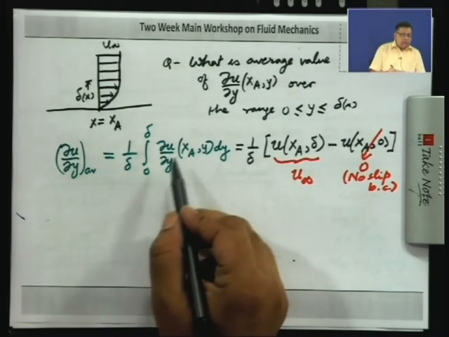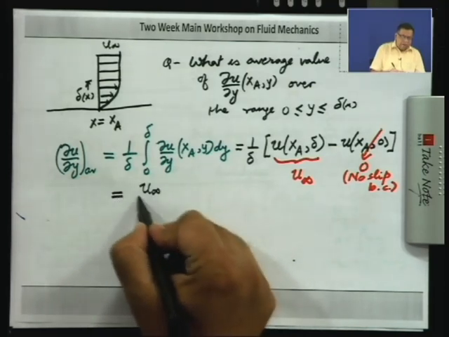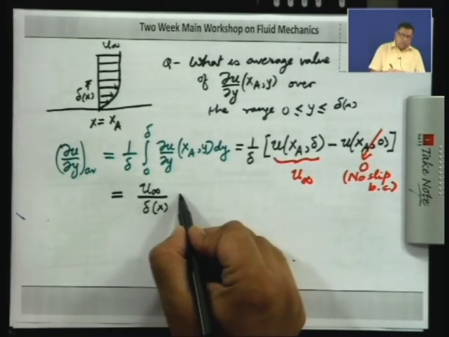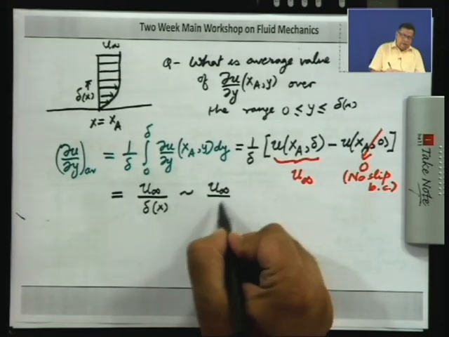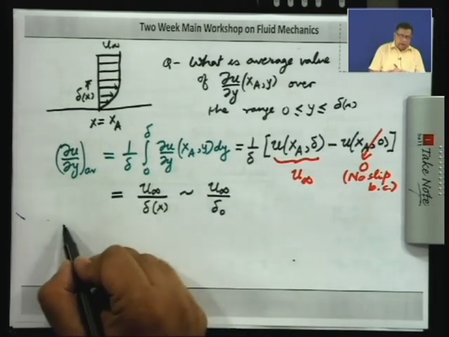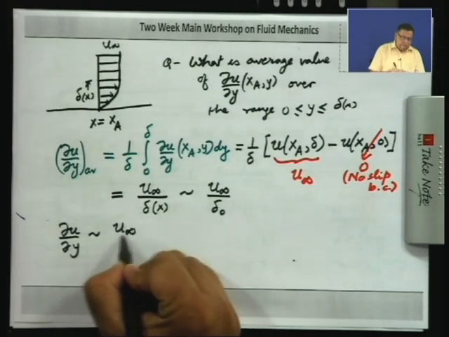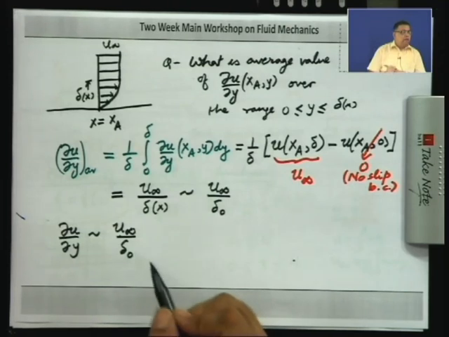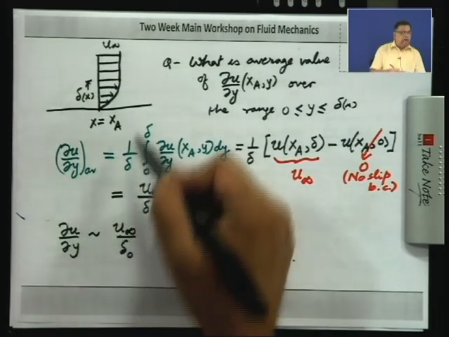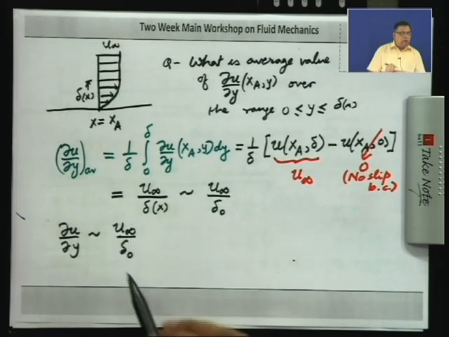So, this definition tells you that the average of del u del y is u infinity by delta x. So, this is of the order of u infinity by delta naught, because we are saying delta x is of order delta naught. So, we will say that del u del y is order of u infinity by delta naught. So, you see the numerator here is the order of u and the denominator here is the order of y inside the boundary layer. So, order of del u del y turns out to be order of u by order of y.